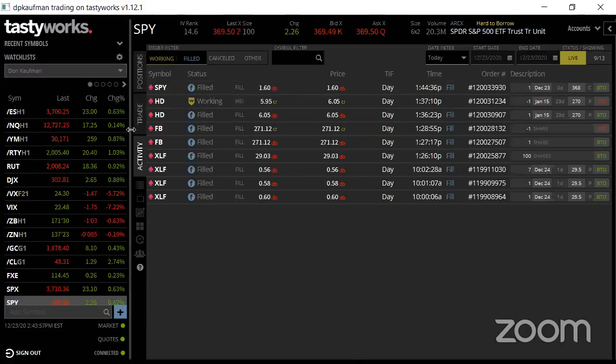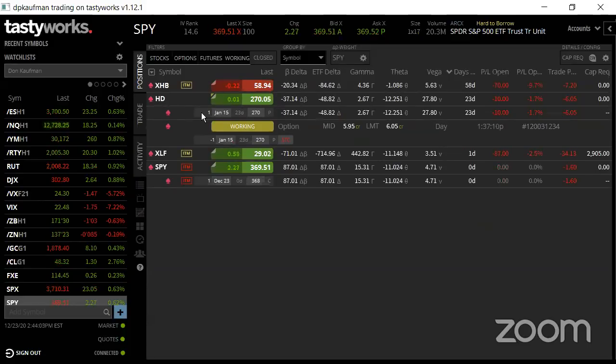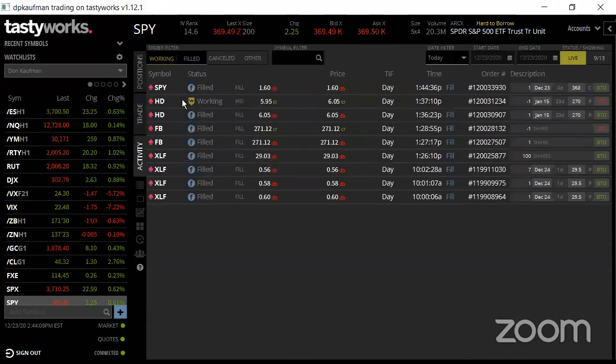So what I'm doing is I'm taking the exact same order and I'm continuously representing the order via cancel, replace. I'm representing the order back to a multitude of different exchanges. And by the way, I just want you to see the activity there. I filled at $1.60. So I filled at $1.60.